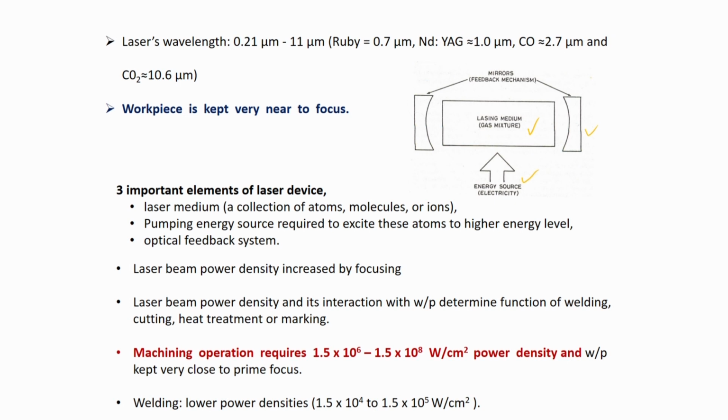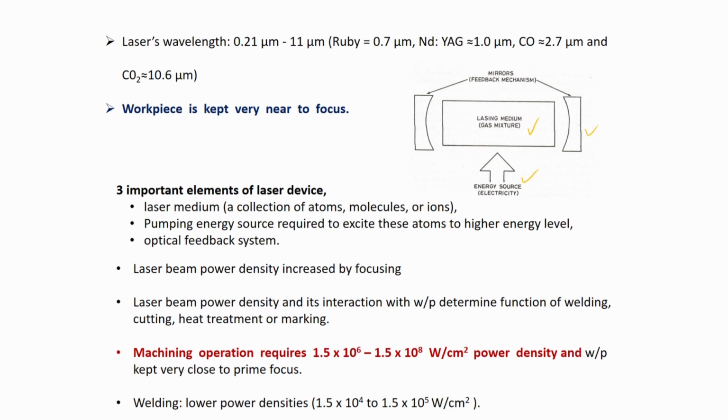So laser beam power density can be increased by focusing, by using a lens. Laser beam power density and its interaction with the workpiece determine the function of welding, cutting, heat treatment or marking. So different kinds of operations can be done based on the energy density.